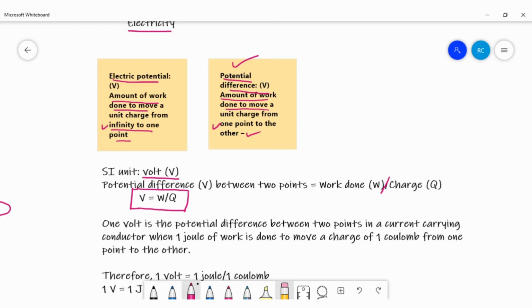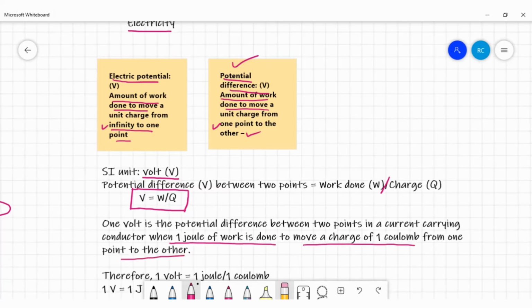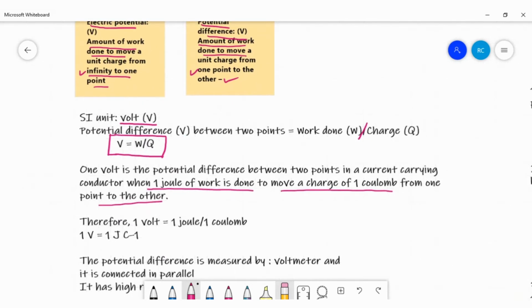Now, what is 1 volt? 1 volt is when 1 joule of work is done to move a charge of 1 coulomb from one point to another. Work done we usually measure using the unit joule. So the unit of work is joule and the unit of charge is coulomb. So 1 joule divided by 1 coulomb will give you 1 volt. So what is 1 volt? 1 volt is 1 joule of work done to move 1 coulomb of charge from one point to another.